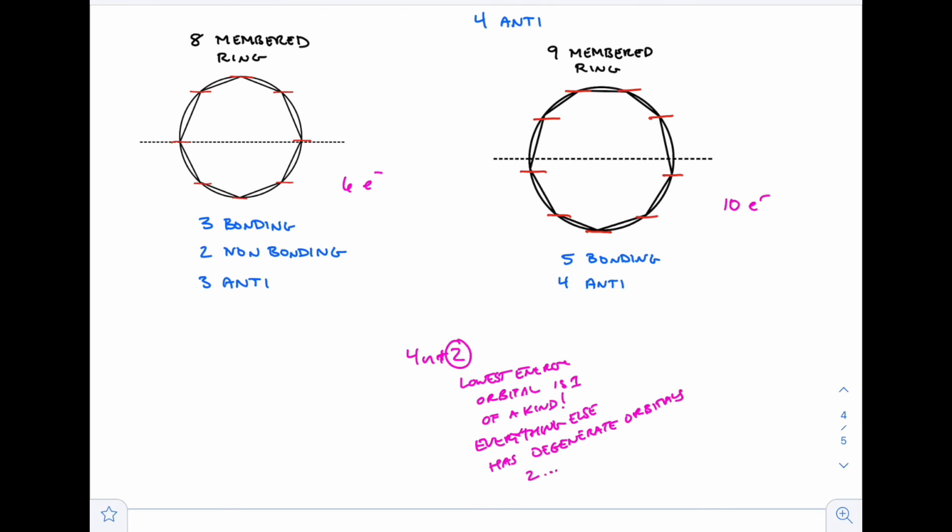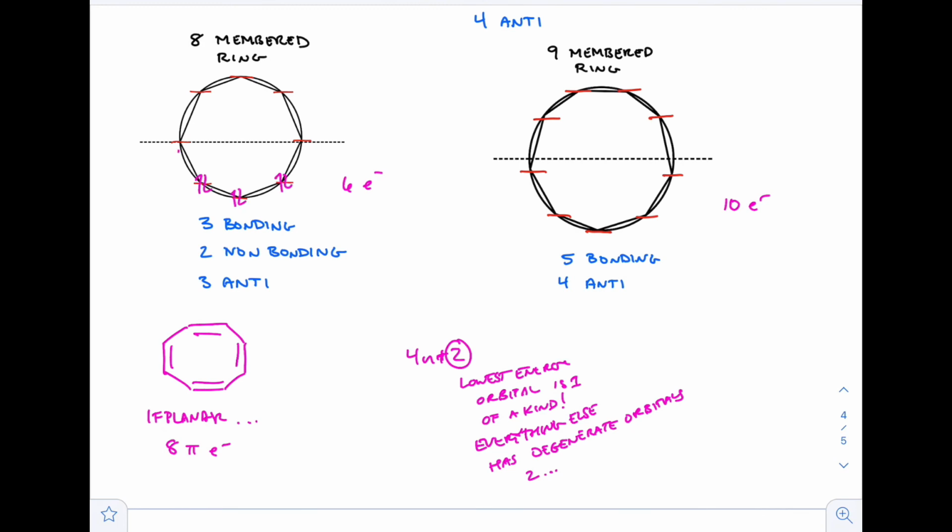The lowest energy orbital is one of a kind. Okay, so everything else has degenerate orbitals, right? So you have 2 orbitals that are equal in energy as you go up, and then sometimes you reach the top and it splits up to 1 again, but sometimes it doesn't. The point is the lower energy orbital is one of a kind.